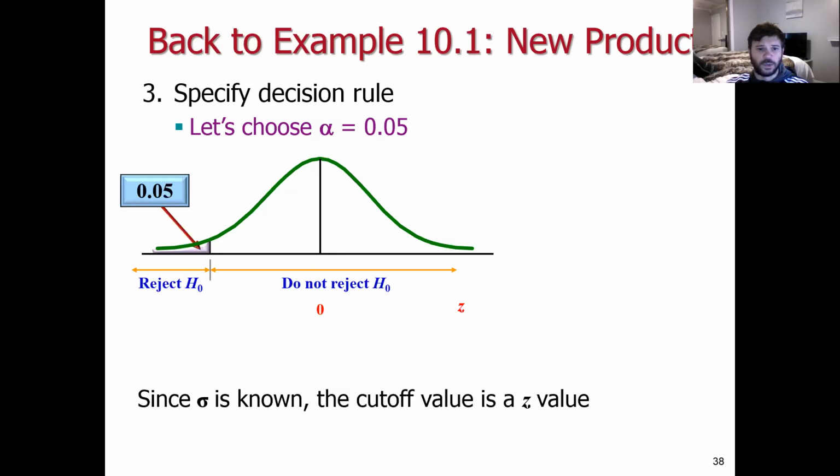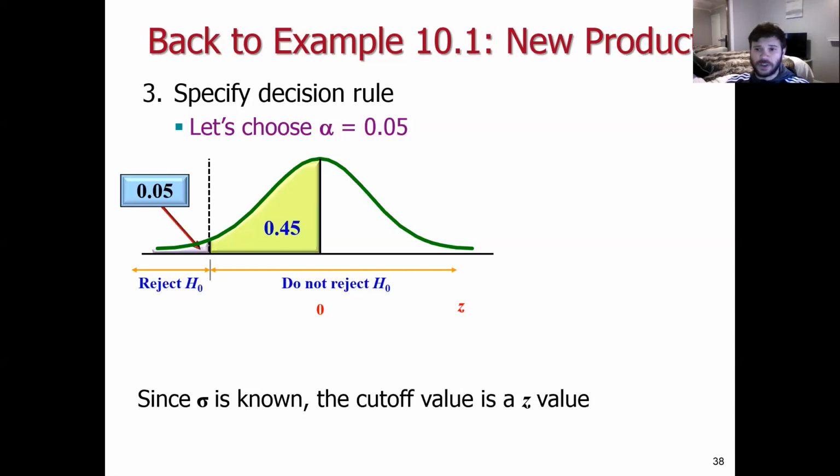So again, since we know sigma, we're going to assume we know sigma in this case, the cutoff value is going to be determined by a z-value. And in order to find that z-value, we need to know that interior probability in this region here, which is 0.45. We take 0.5 minus 0.05, and now we can go ahead and figure out the critical value.